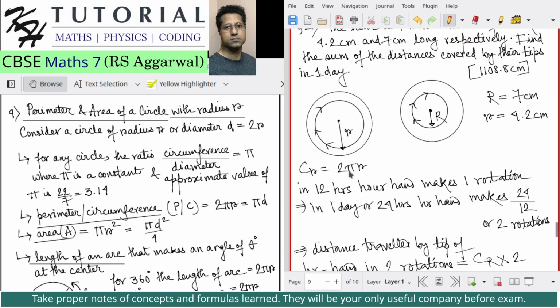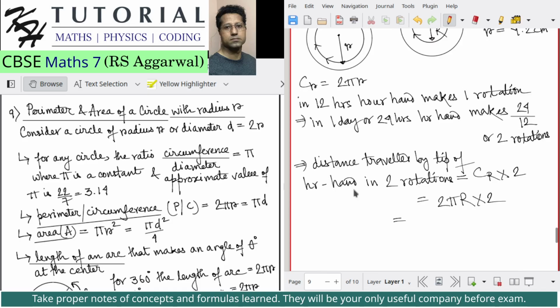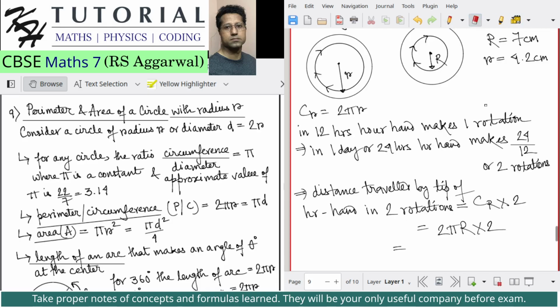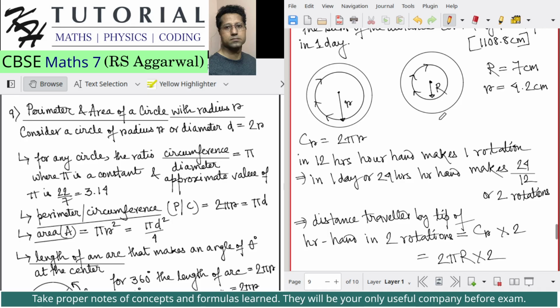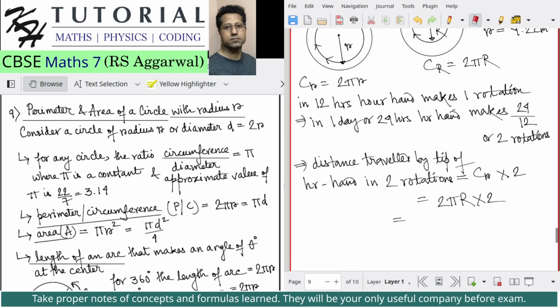Okay, so now in 12 hours the hour hand makes one rotation, and in one day or 24 hours the hour hand makes 24 by 12 or 2 rotations. Now the distance traveled by the tip of the hour hand in 2 rotations is not C capital R but C small r, and obviously C capital R will be equal to 2 pi capital R. So this is small r, this is small r.